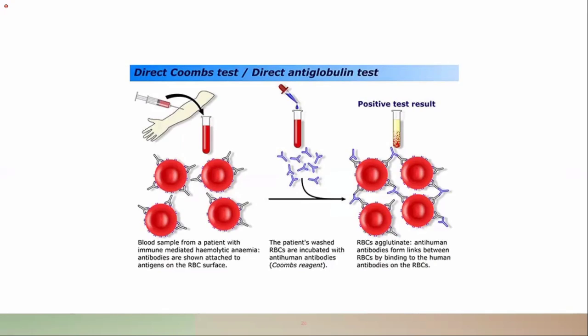In this direct Coombs test, usually we take the patient's blood sample and add Coombs reagent. The Coombs reagent contains anti-human antibodies. A patient who has immune hemolytic anemia has antibodies attached to their red blood cells. So when the Coombs reagent, the anti-human antibodies, is added, it will clump and agglutinate all the antibodies. So we can see there is precipitation, showing a positive result.